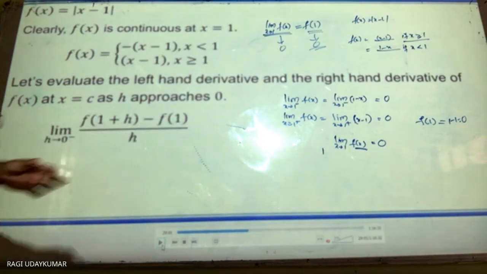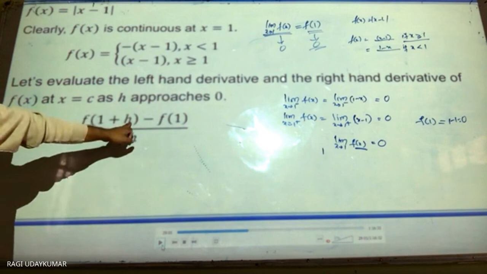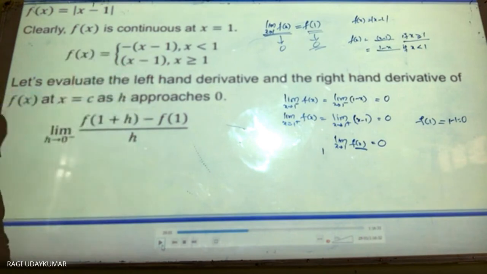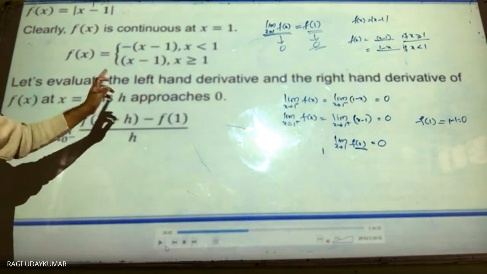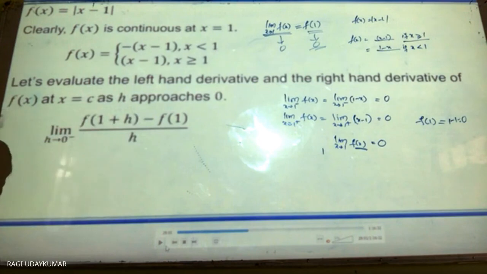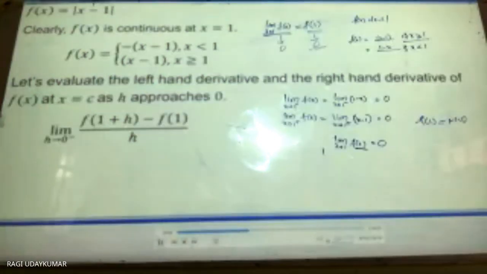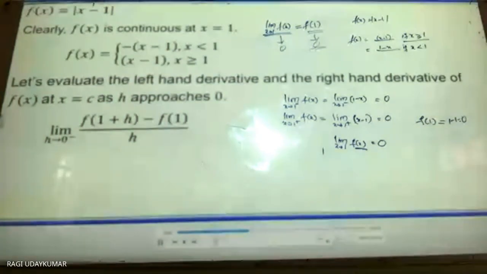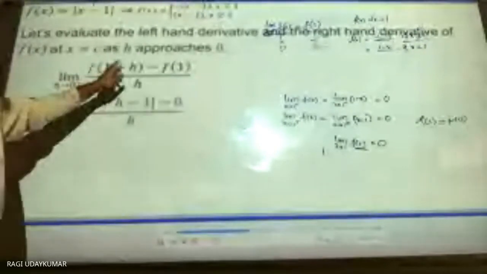So here f of 1 plus h. As we are finding at a particular point c, here the point is taken as 1. That's why 1 plus h should be taken into consideration. And see how the function behaves in this situation. So here limit h tends to 0 minus f of 1 plus h you need to take into consideration.